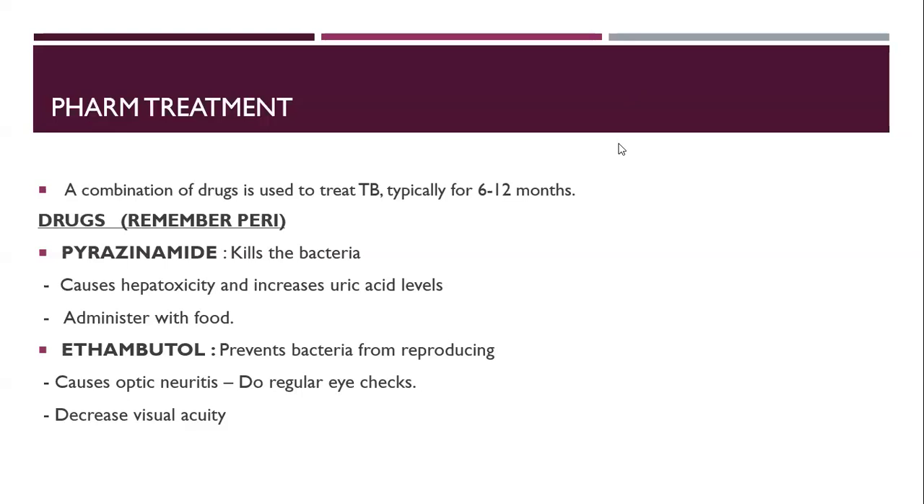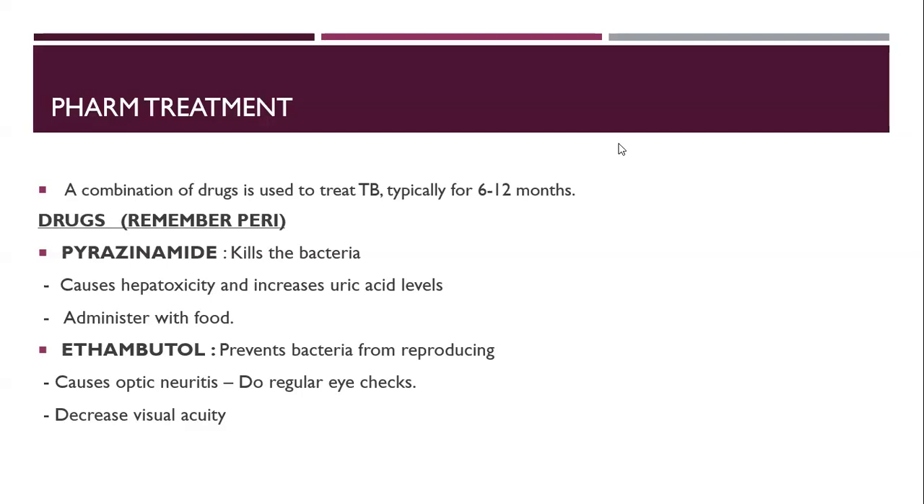Now, what should you know for your NCLEX about this pyrazinamide? One, it causes hepatotoxicity and increases uric acid levels. So, a 55-year-old man was admitted to your ward with liver cirrhosis. The doctor prescribed the following drug. Which of the following drugs should you clarify? A, pyrazinamide. Correct answer. You should clarify pyrazinamide because it already causes hepatotoxicity and the patient has liver cirrhosis.